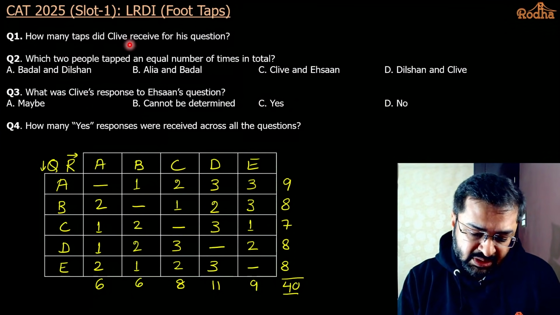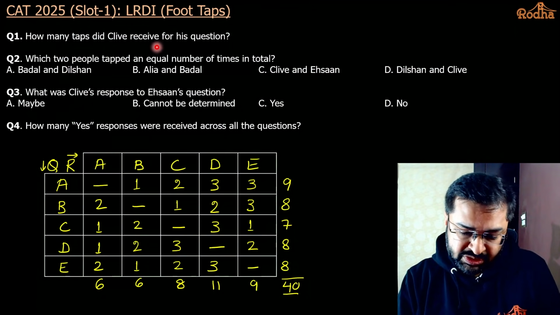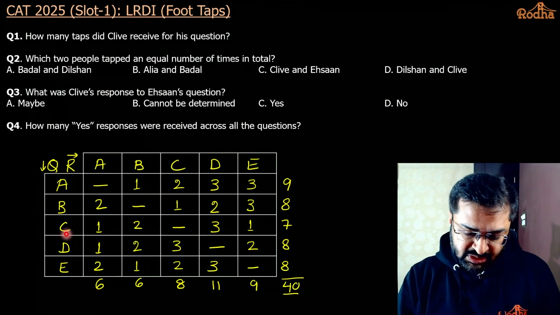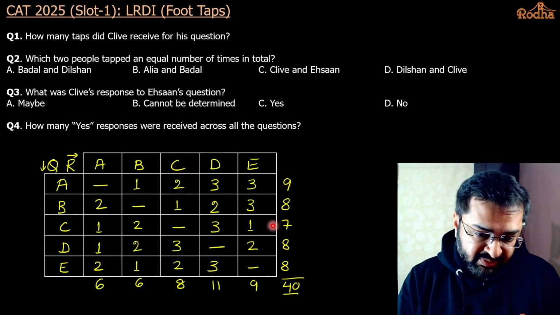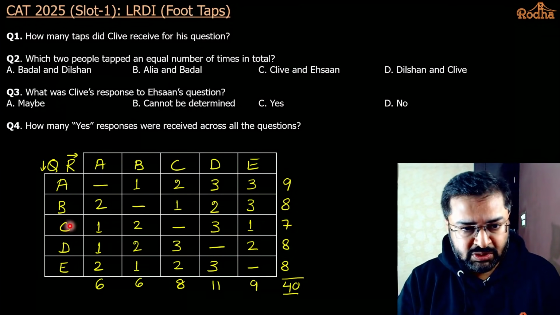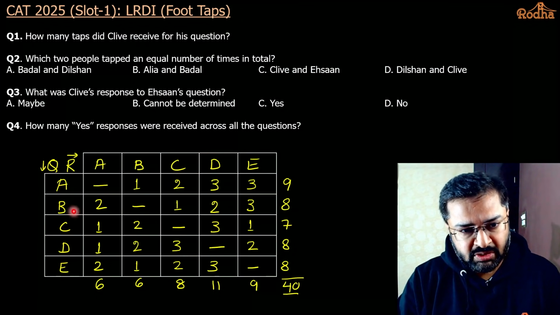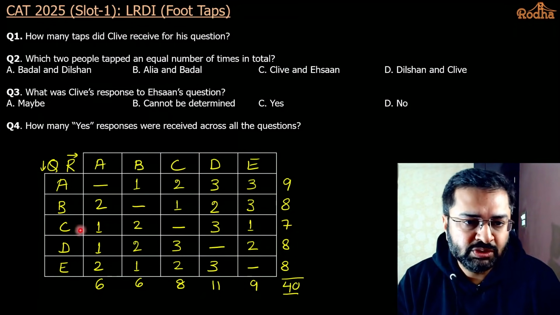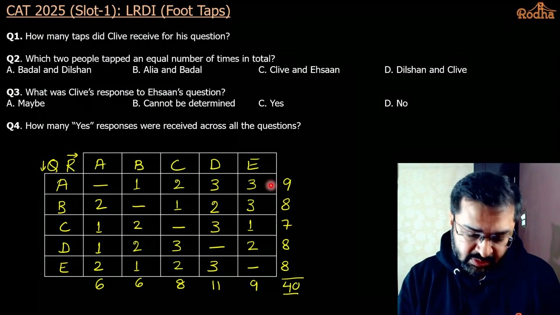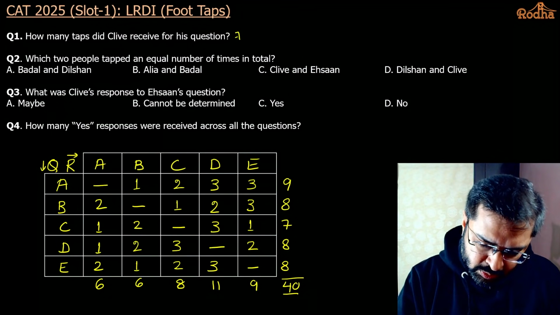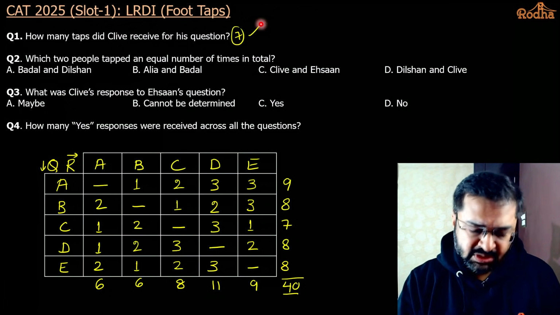How many taps did Clive receive for his question? This is C. So Clive received how many taps? 7 taps. This is C. Clive, this is the question, right? So this is the row of questions for Clive. This is 7. This is 7. So this becomes 7, which is our answer here.